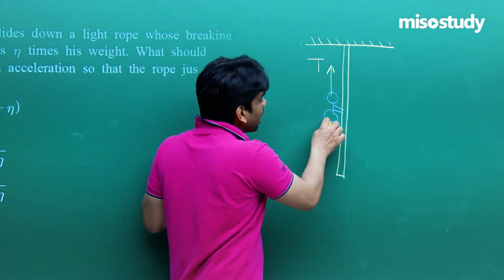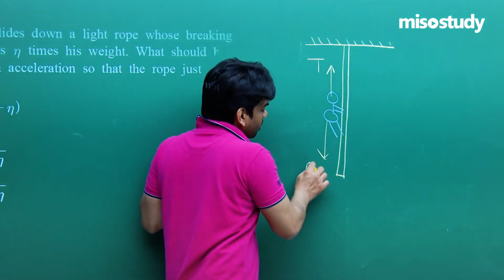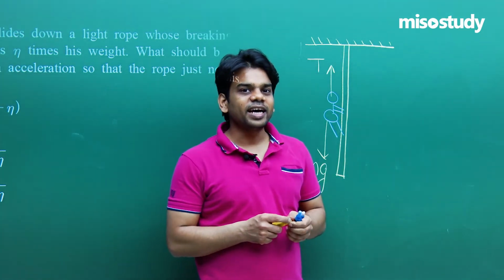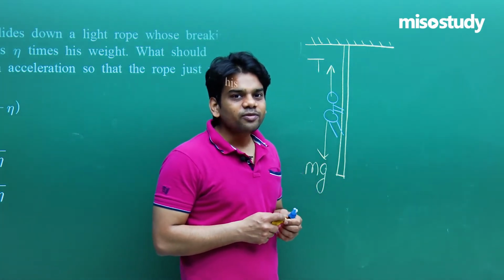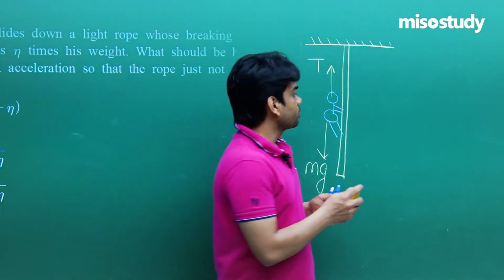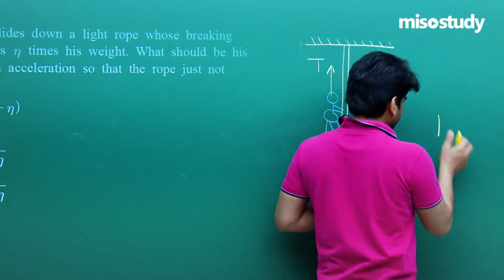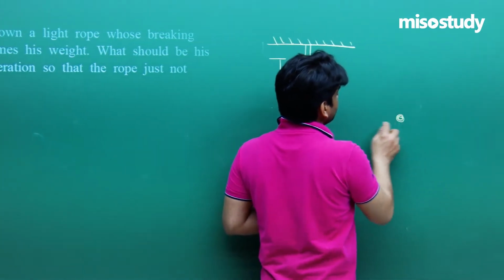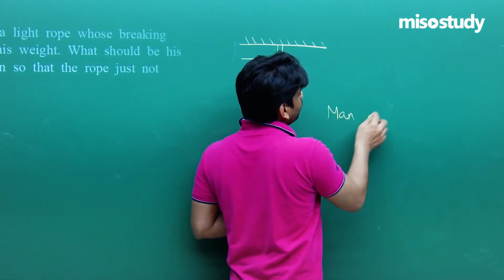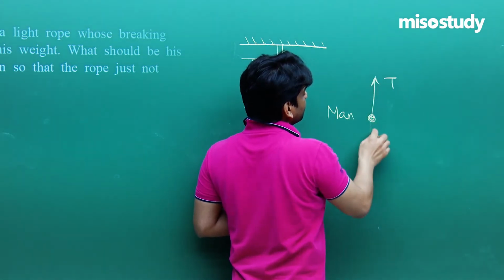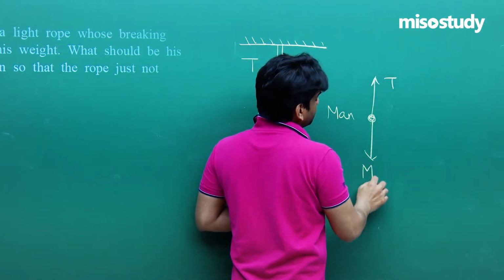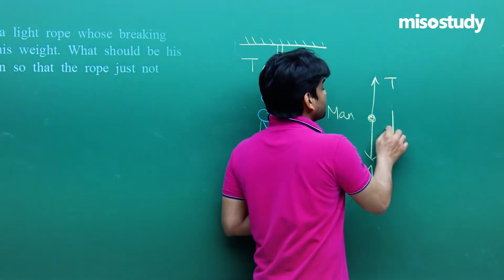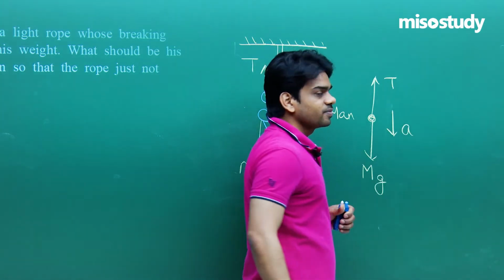Now the ground will be attracting the man with a force mg. This force is tension T that I have marked on the man, that will be acting on the man due to the rope. So if I take the man as the system, we will be having two forces, tension T and mg. Two forces acting on the man. Now his acceleration is a.